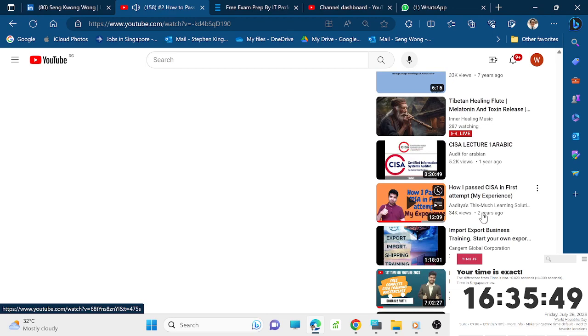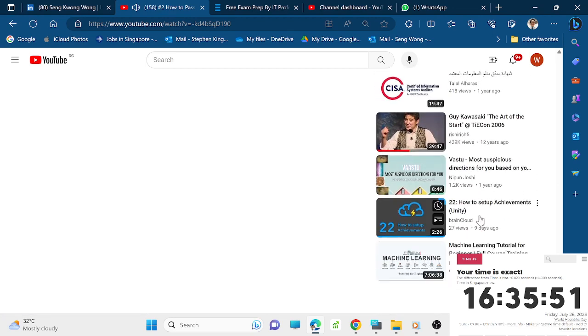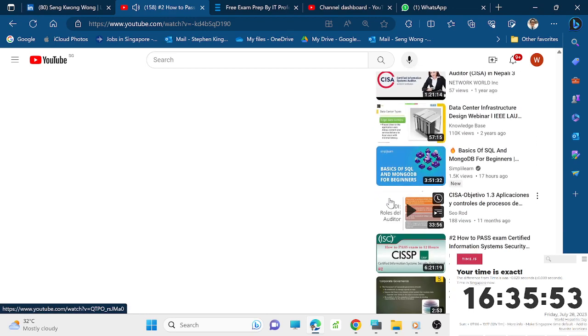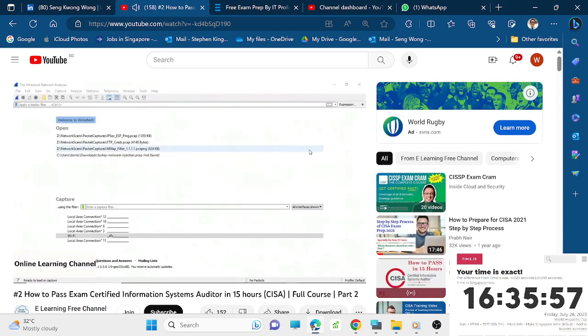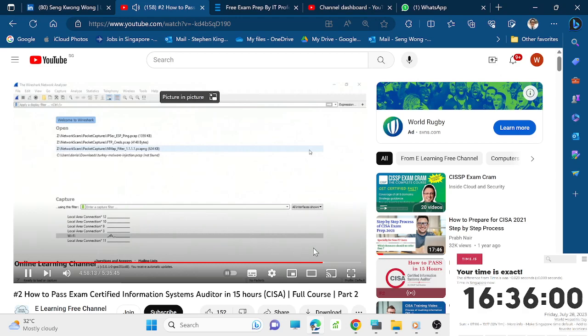Wireshark is a free network analysis tool that you can download and run on many different platforms, including Linux and Windows. Here I've already downloaded and installed Wireshark on my Windows 10 computer. Now when you launch Wireshark, you'll see a list of capture.